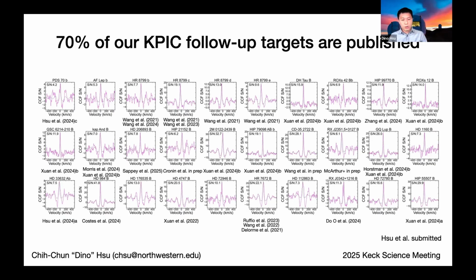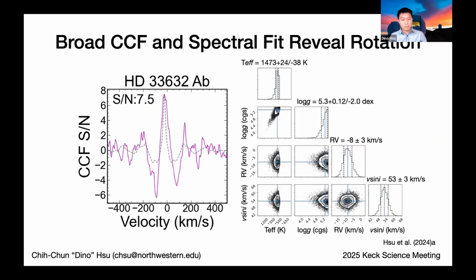And here's one illustration of how we can constrain the spins. Here is a brown dwarf companion, about 40 to 50 Jupiter masses. This is a cross-correlation function detection in magenta. And you can see this CCF is actually broadened compared to the non-broadened autocorrelation function of the template. That basically indicates we have the spins imprinted in the spectra.